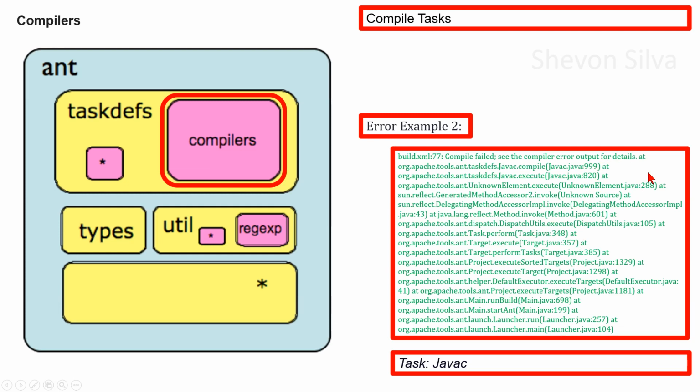Types. Apache Ant provides a rich set of types. As an example, we can consider this one here.